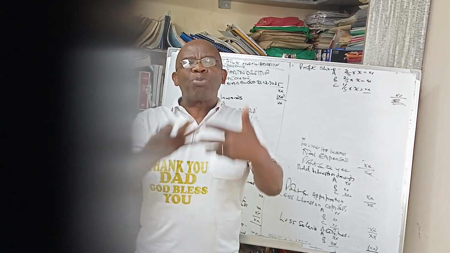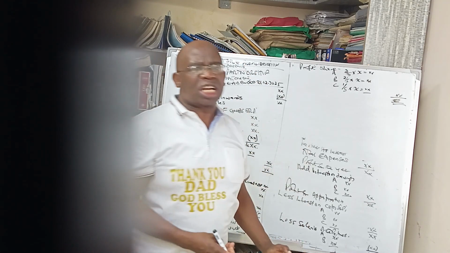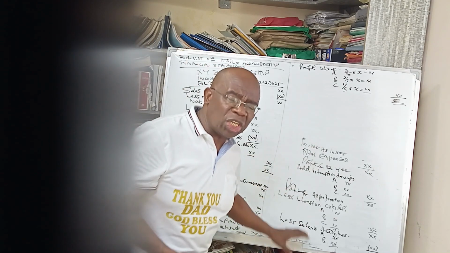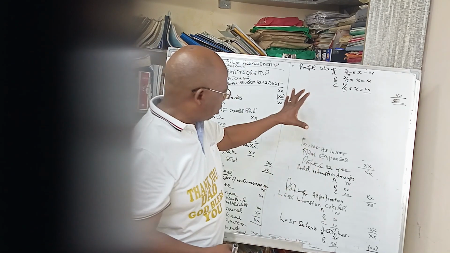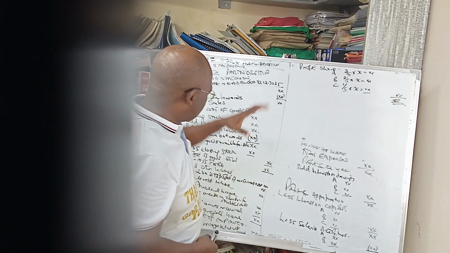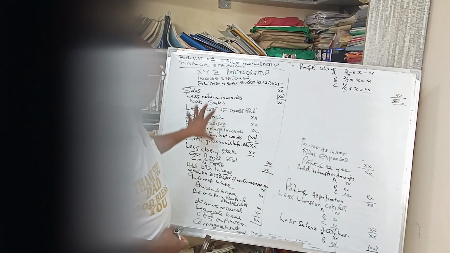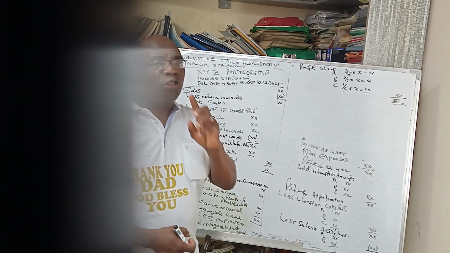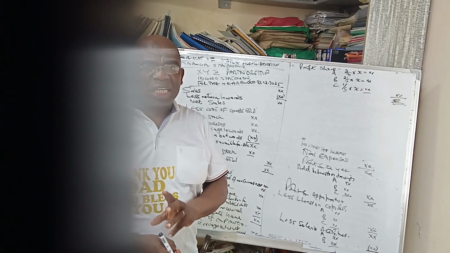Some students go to preparing the current account before preparing the appropriation account. It is from the appropriation account that you prepare the current account. So this is the way to prepare the income statement of a partnership.